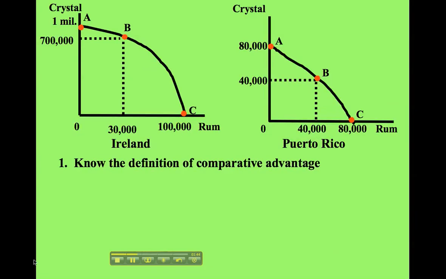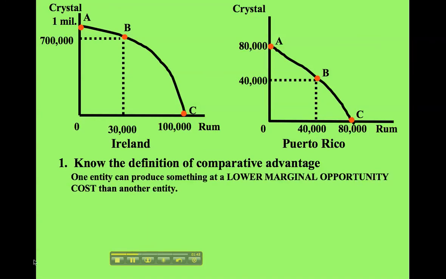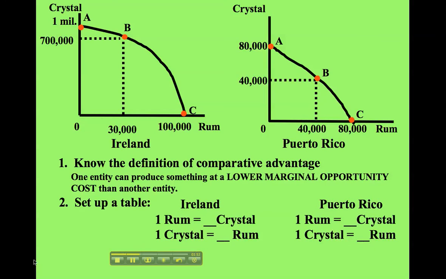You have to set up a table. Remember, comparative advantage is whoever can produce at a lower marginal opportunity cost. So here we go. Set up a table like this. How much does it cost Ireland in crystal to make one rum? Or to make one crystal, how much rum does it cost? And the same thing for Puerto Rico. So we look at the axes, we got 80 and 80. Oh, that looks an awful lot like a 1-to-1 ratio.